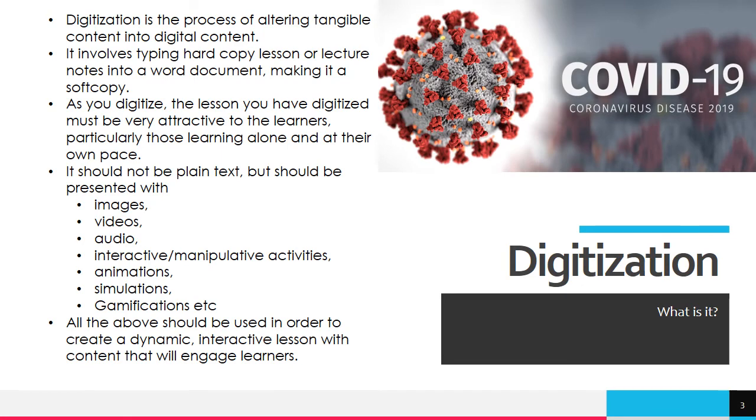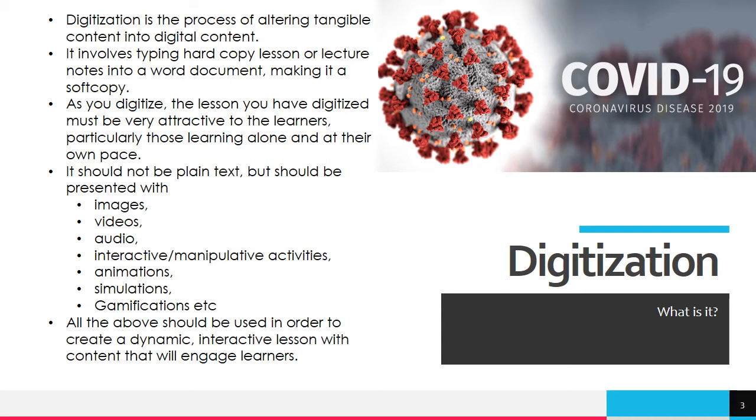Digitization is a process of changing tangible content into intangible or soft copy content. It can be as basic as typing hard copy notes into soft copy, a simple word processor document, but ideally, as you digitize content in education, you should also ensure that the type of content that you are producing is engaging to learners. It should be made in such a way and include various types of multimedia so that it's able to foster what we call self-paced learning.